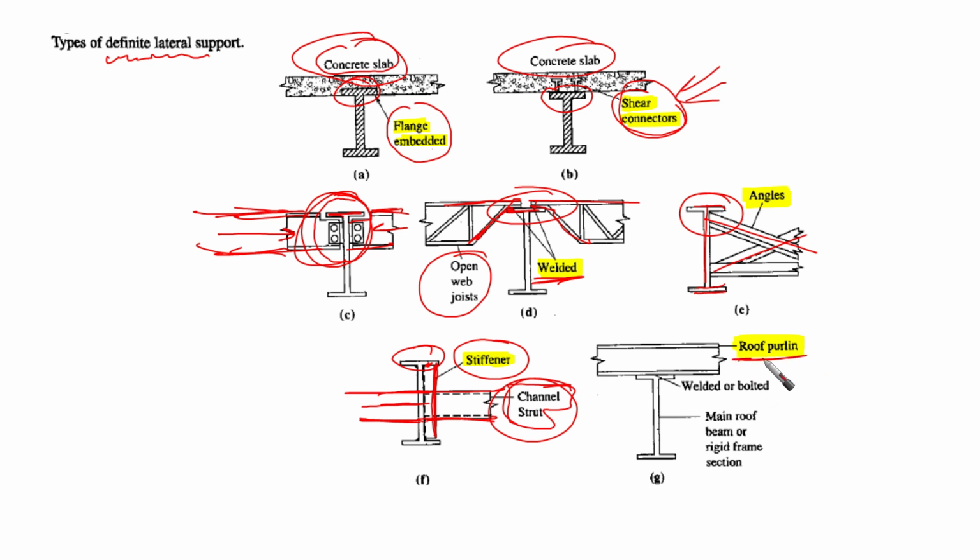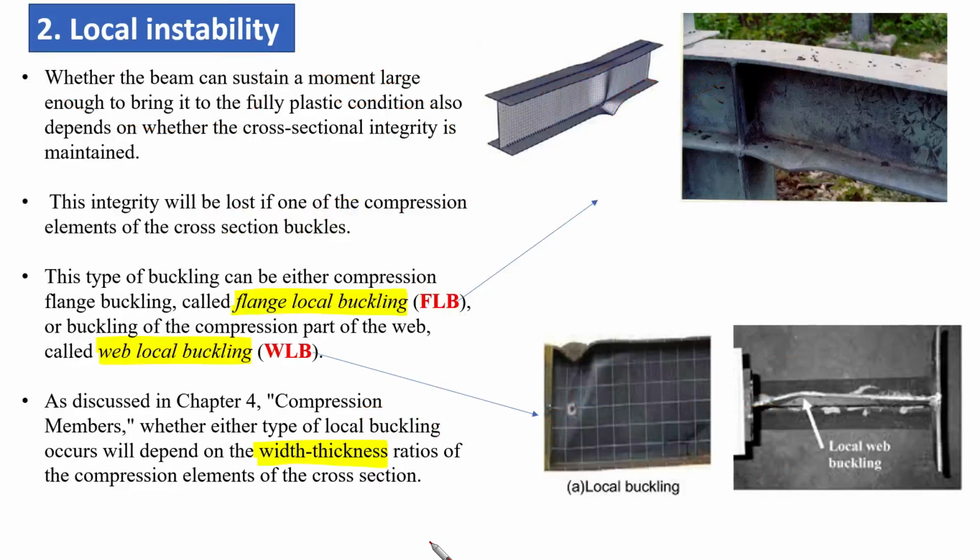If we have a roof purlin, for example, and it is welded to the top flange of the I section, then it is going to be a good restraint against lateral movement if we have a main roof beam or rigid frame section. Okay, these are different types of lateral support of the compression flange to prevent lateral torsional buckling. Okay, now let's go to another case which is related to local instability.